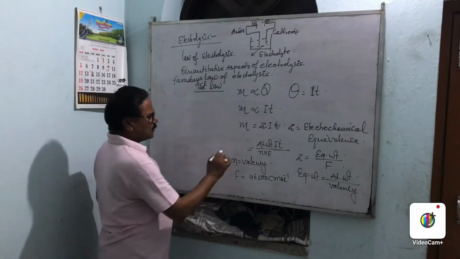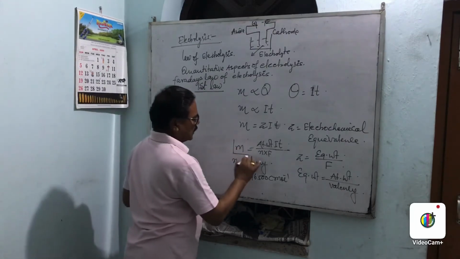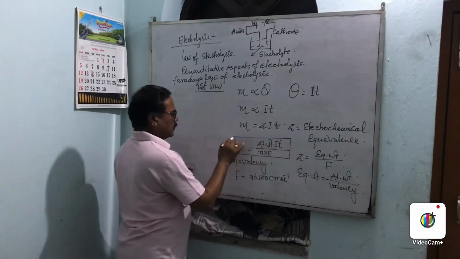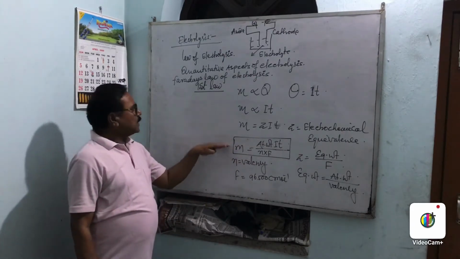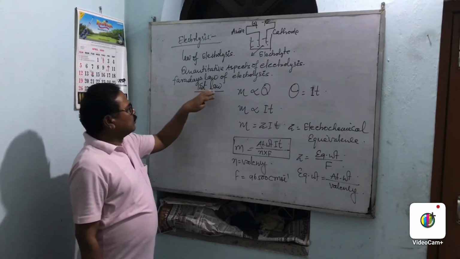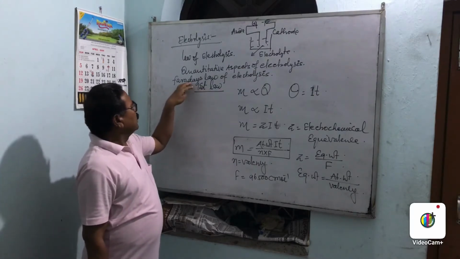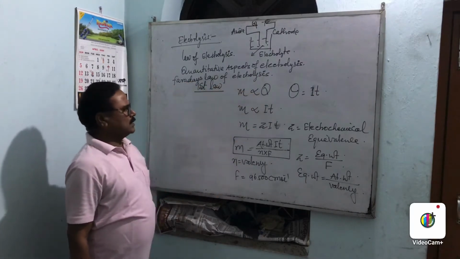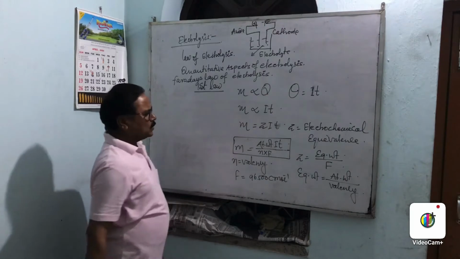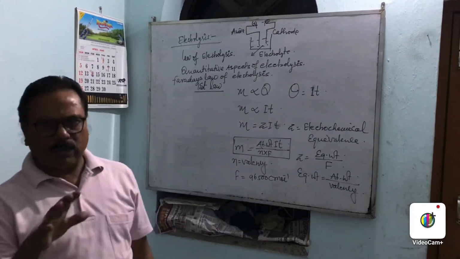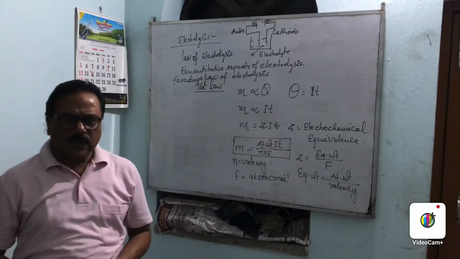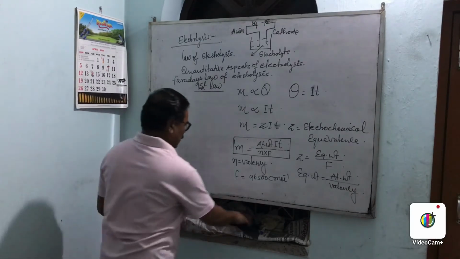So this is the mathematical expression for the first law of Faraday's electrolysis: M is directly proportional to Q. Now there is a simple problem on that. It can be solved by the unitary method or by putting values in the formula.